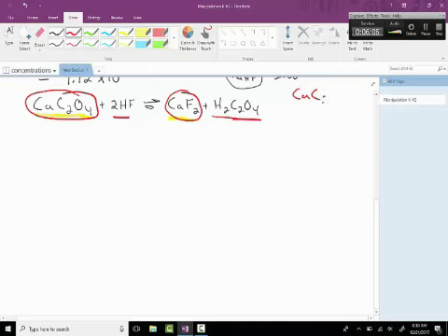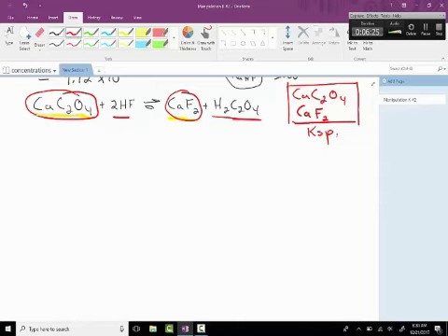Calcium oxalate and calcium fluoride are what are called slightly soluble salts, and we went over that in freshman chemistry. They have something called a KSP, the solubility product, which is an equilibrium constant. So I'm going to be very careful here. It's going to get complicated and it's going to take a page or two.